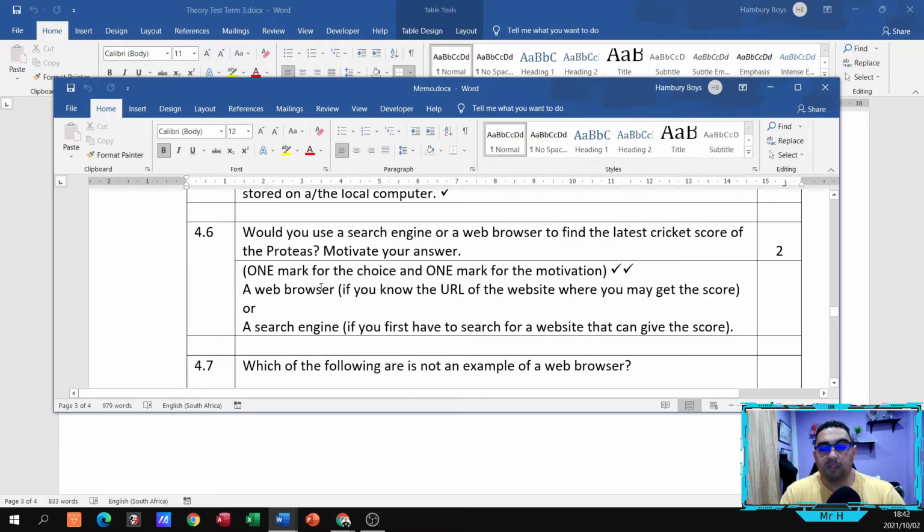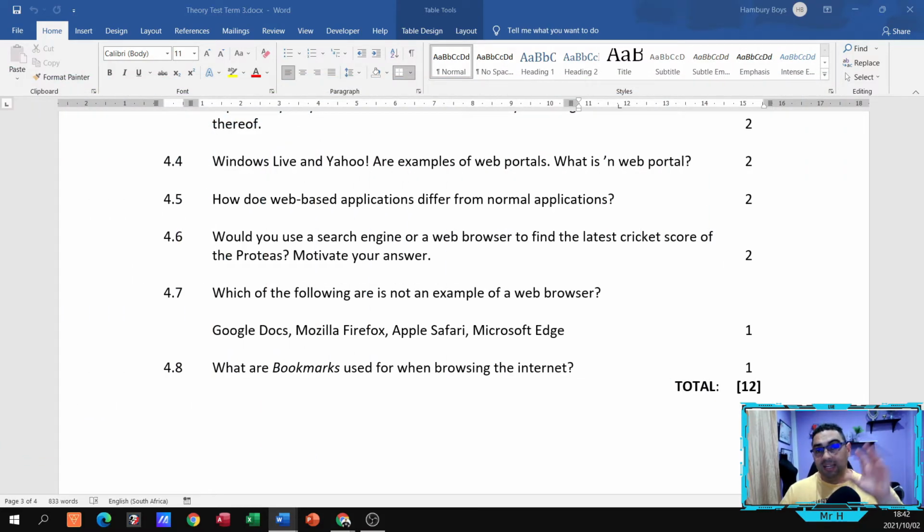I would use a web browser, yes, if you know the URL of the website where you may get the score from. So if you said web browser, but you motivated like this, that would be fine. A search engine, if you first have to search for the website that can give you the score. So again, you could actually have put any one of the two in.